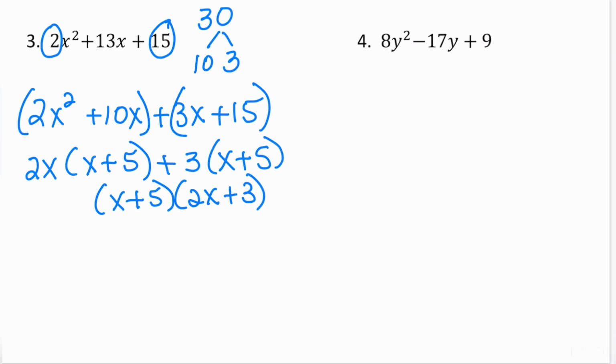Hopefully you got it right. And if you did, high five. I'm so proud of you, because a lot of people struggle with factoring trinomials when the leading coefficient is not 1. So way to go if you got it correct. If you didn't get it right, it's okay because you're practicing.